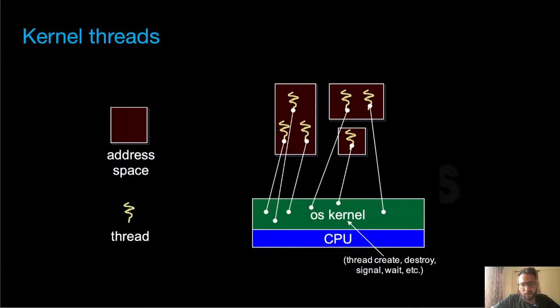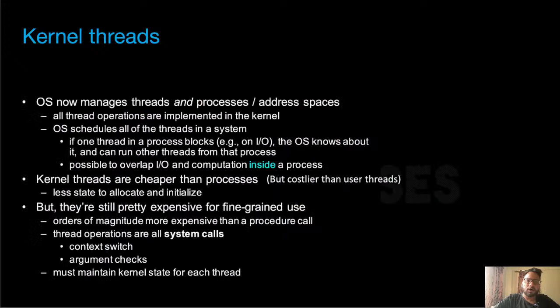Kernel level threads are also similar. It is just that the kernel has visibility of these threads. These are a few points about kernel level threads, and all the points are almost the same as what I talked about again and again. So the OS now manages the threads. Kernel threads are cheaper than processes, but costlier than user threads.